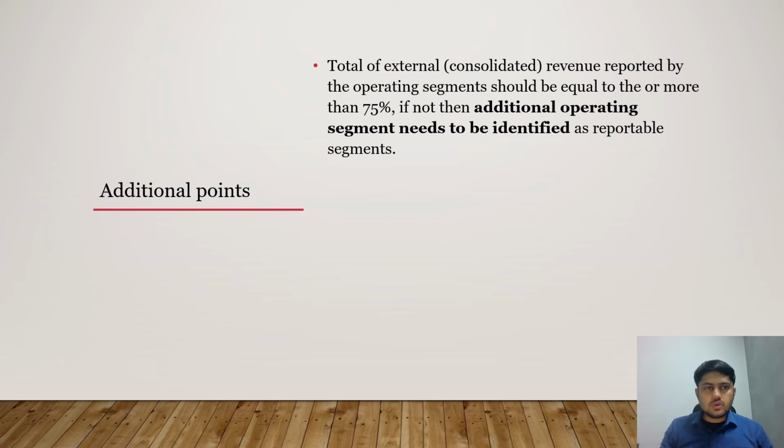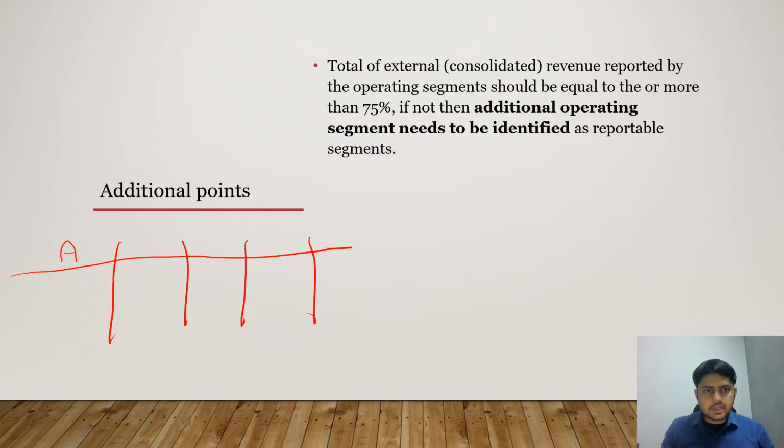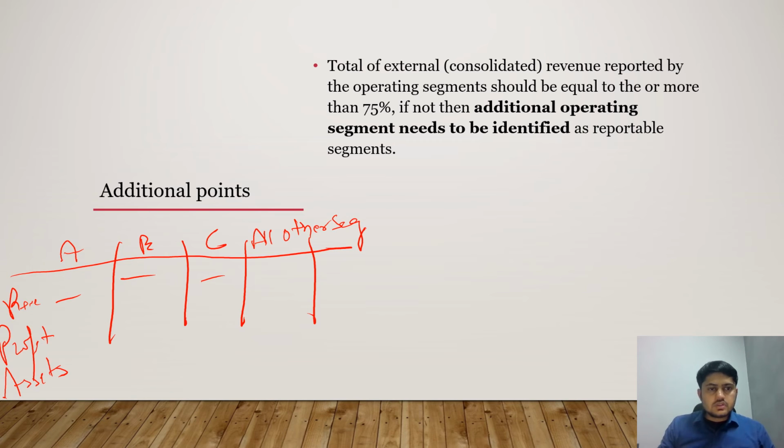So I'll show you how a segment report looks like. It would be more like different segments are divided, and this is segment A, this is segment B, this is segment C, and at the end it will show all other segments combined. And here you will show the total revenue, then you will show profits, then you will show assets. So this is what a segment report looks like.